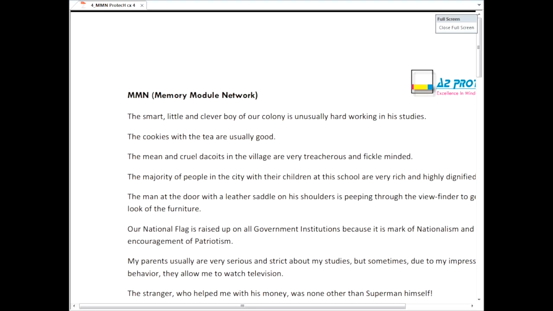Do you understand the meaning? Actually, you see, when you read it using MMN, pictures automatically come in your mind. Right? You don't have to make effort. You don't have to use some memory technique. It just comes like that. Okay? The mean and cruel dacoits.